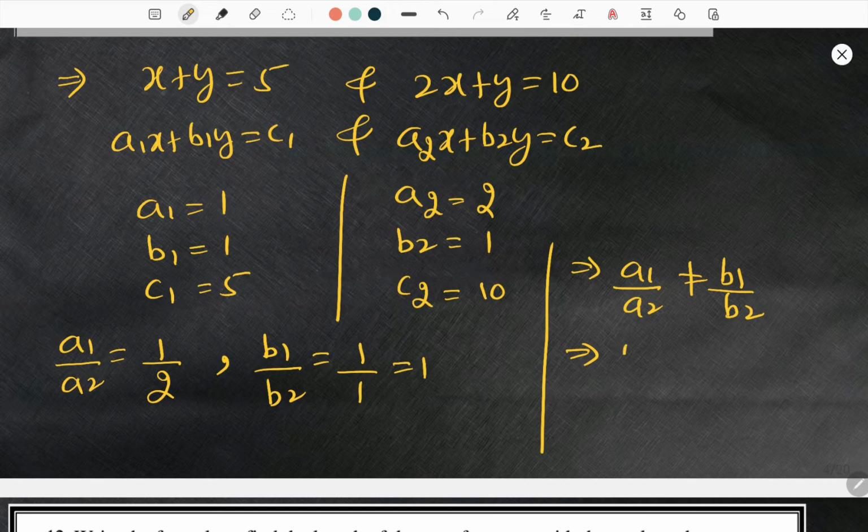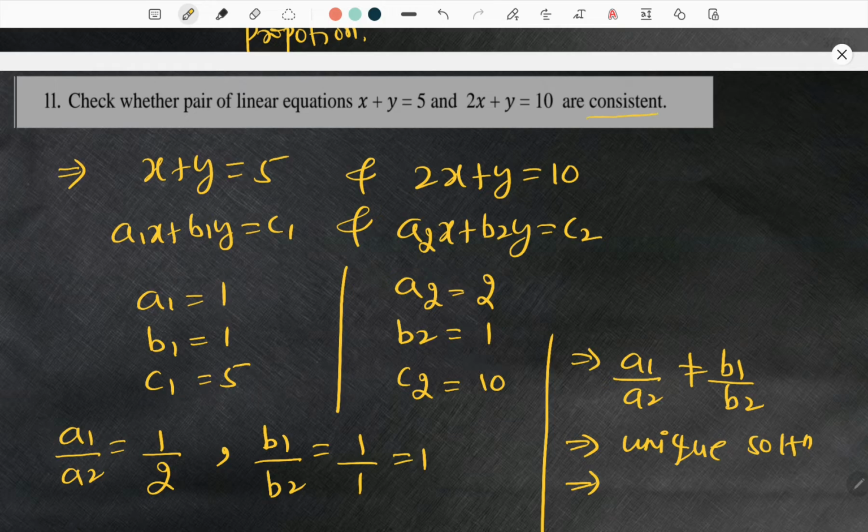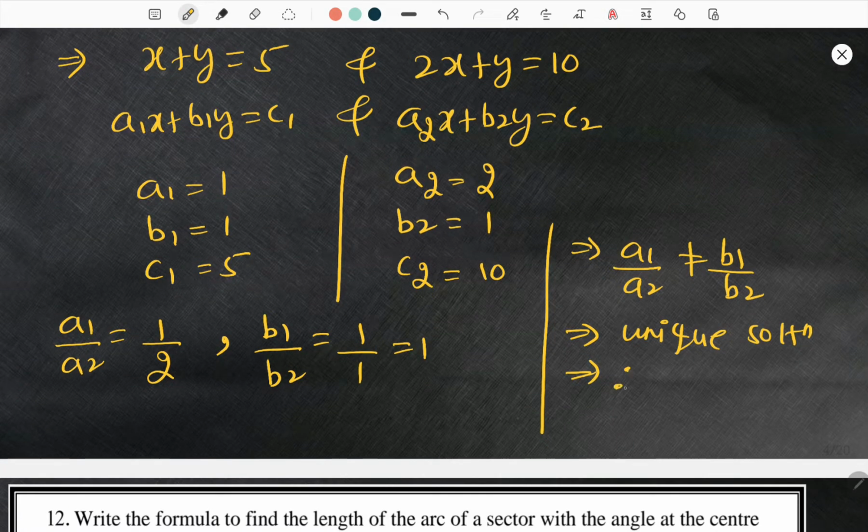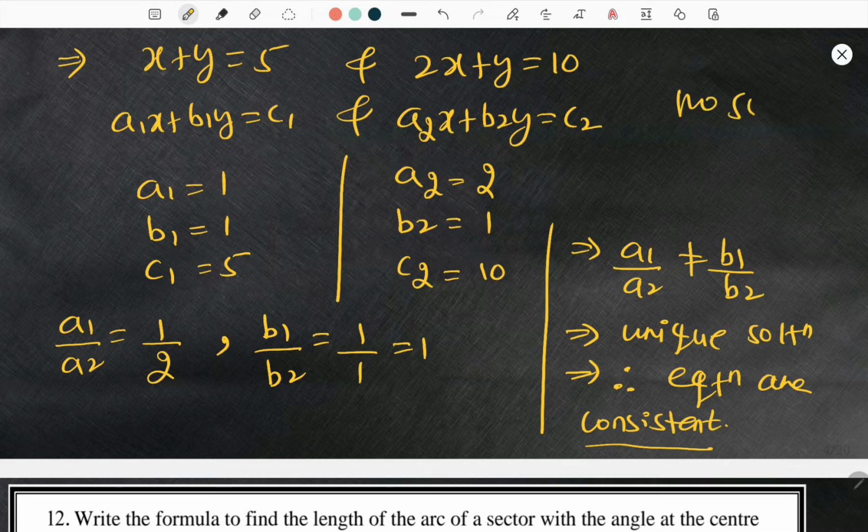So how many solutions do they have? They are going to have a unique solution. Unique solution means definitely the equations are consistent. That is for sure. So we'll write: therefore, equations are consistent. If they have a unique solution or infinitely many solutions, in both cases the equations are going to be consistent. If there is no solution, then the equations are going to be inconsistent.